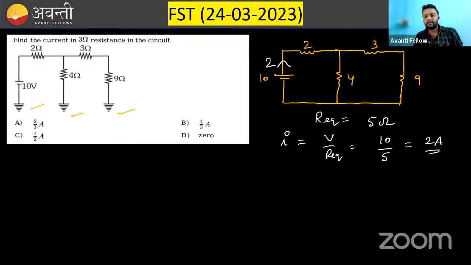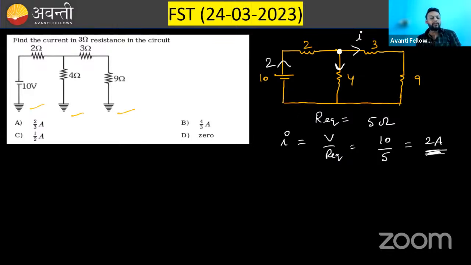Okay, very good. So when this 2 ampere current reaches this point, it will divide in two parts. Is it clear? Current supplied by the battery is 2 ampere. At this point, current is divided in two parts. Let's suppose in this part, current is going I. And in this part, what will be the value of current?